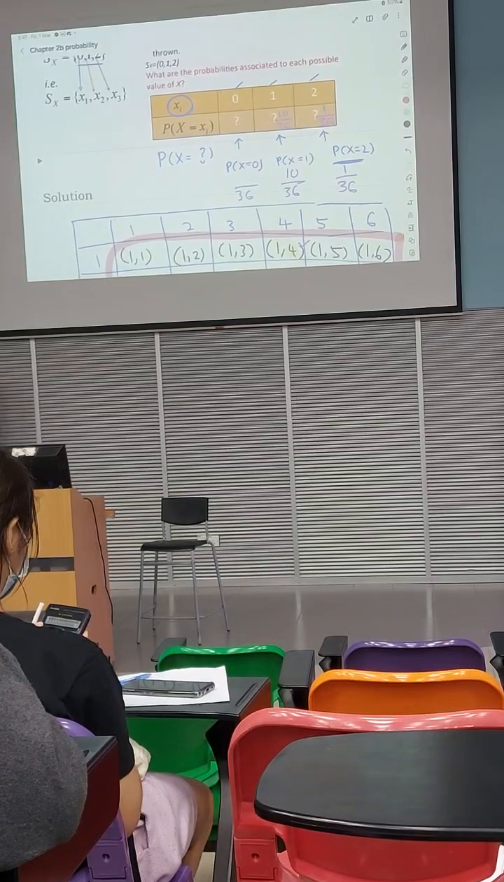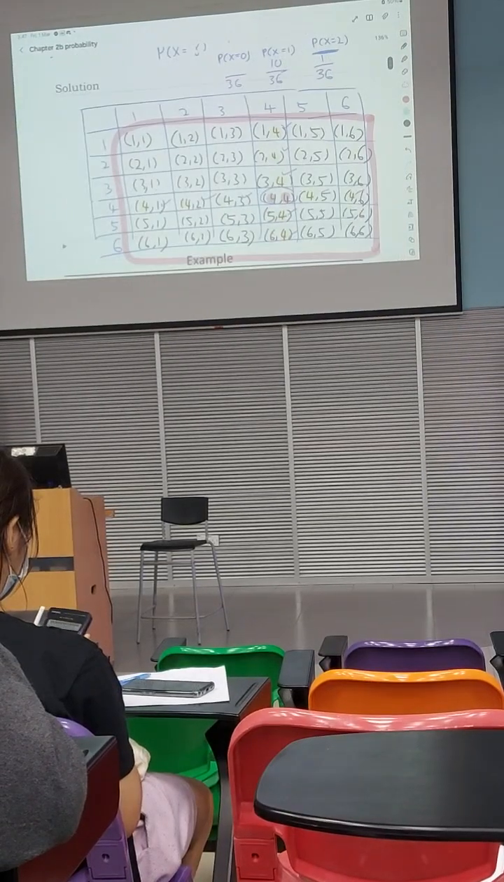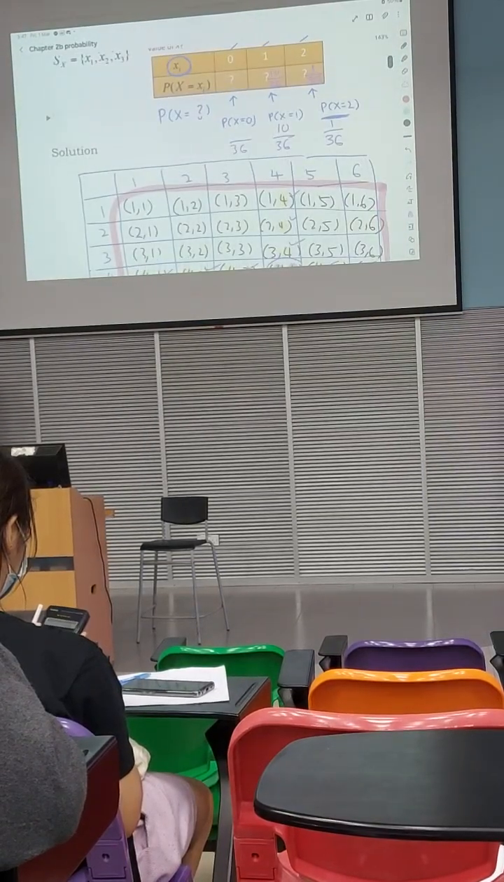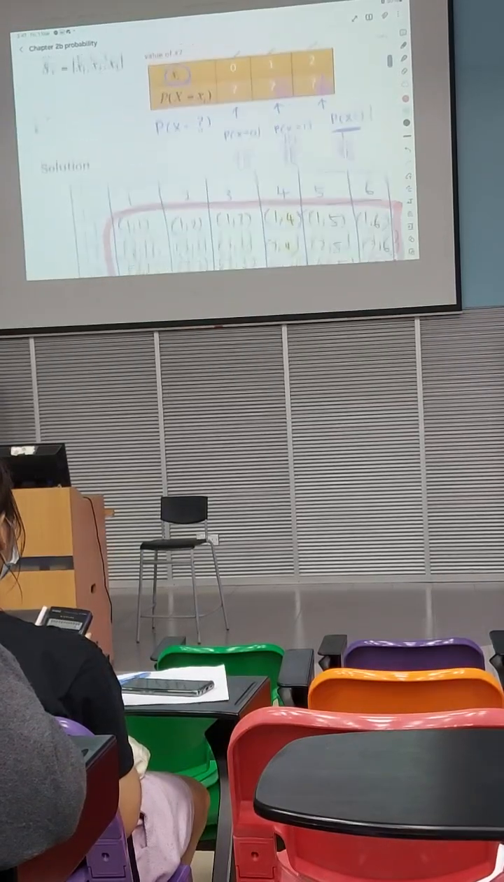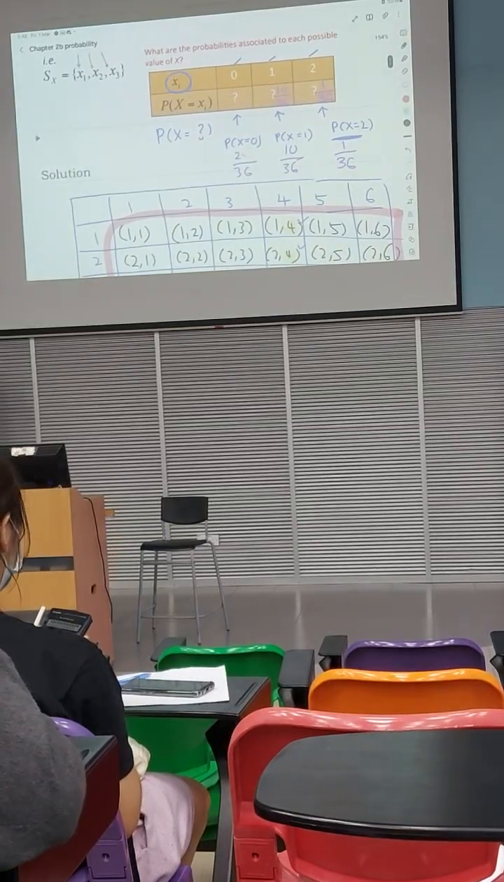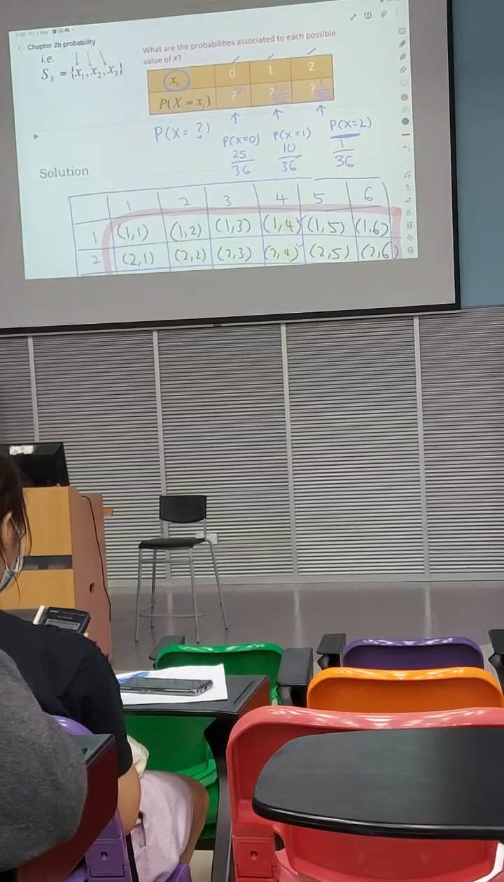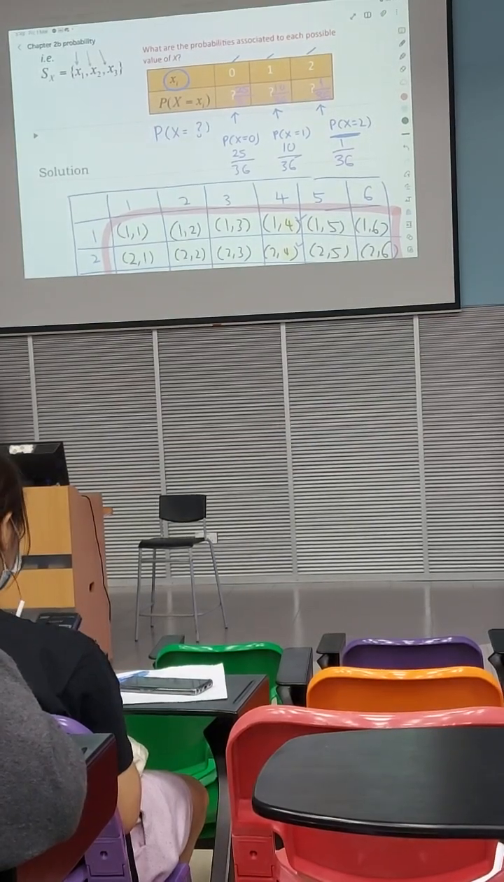Okay, how many times can you not get any number of 4? How many times? So it is 36 minus 10 minus 1, which is equal to 25. Hence, 25 divided by 36.